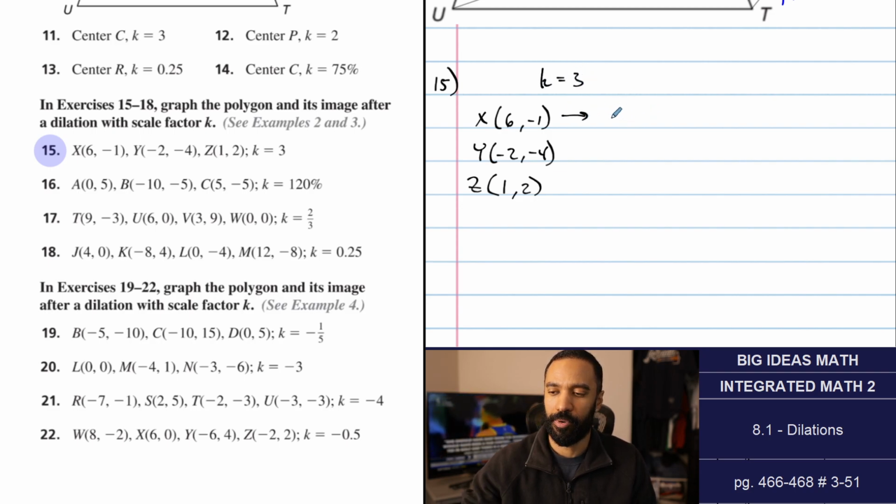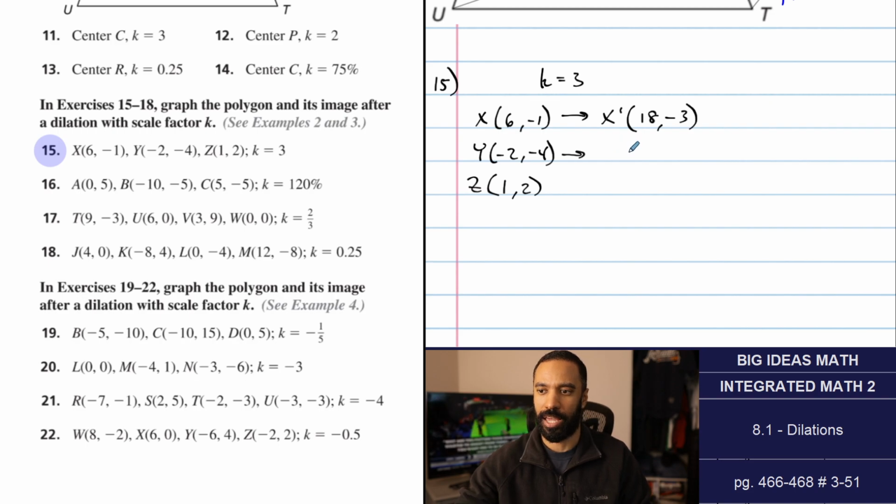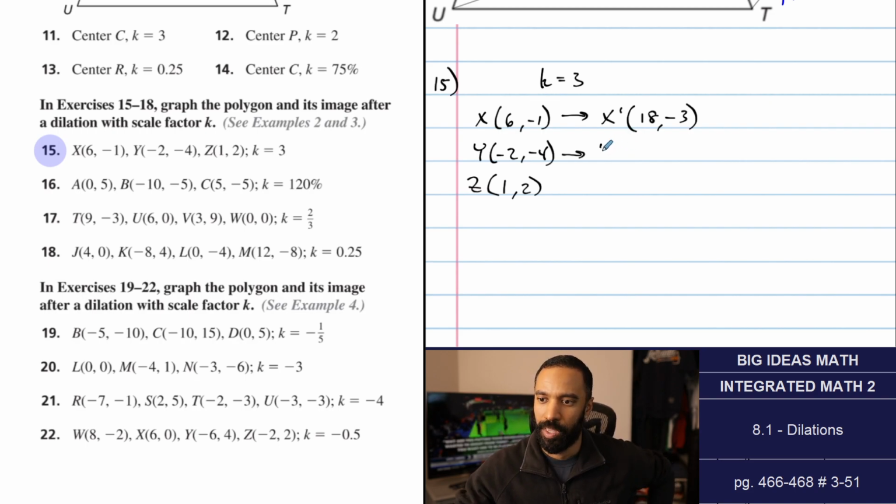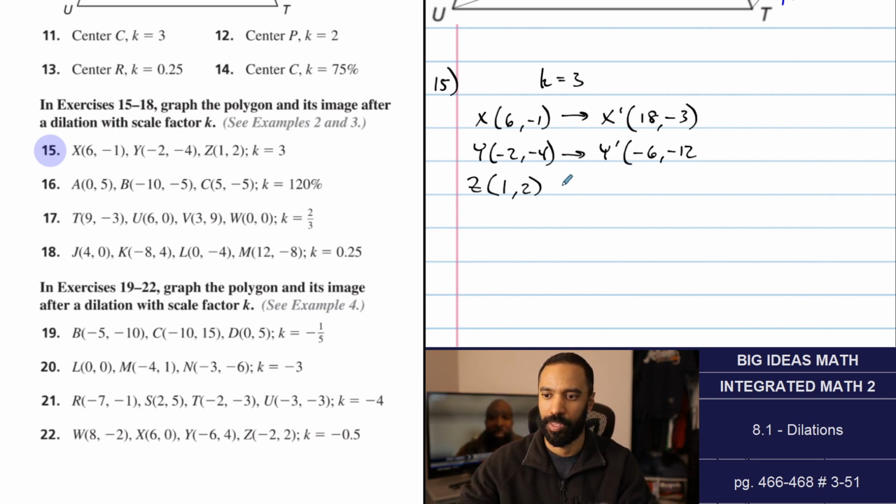So let's triple these values. This is what you do. For x prime, I'm going to triple 6 and get 18. This is an example of how I need more stuff and more room. -1 times 3 is -3. Y prime, maybe a little more room. -6, -12 as we triple those. And then z prime, don't really need it as much, but why not? What the heck? Z prime at 3, 6.